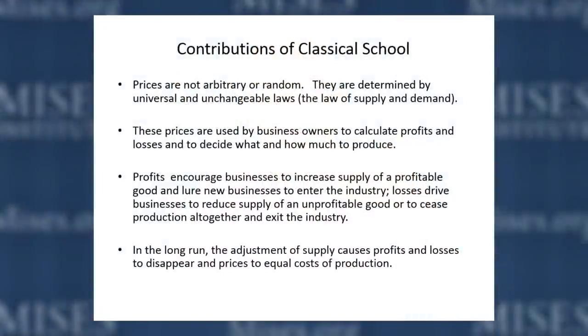Okay, unfortunately, the classical school believed that in the long run, all profits and losses would disappear and costs of production would be equal to prices. Now, that is true in the long run, but the long run is only imaginary, okay? It shows us the tendency of the economy. Unfortunately, this is where the classical school went wrong. They believed that the cost of production determined the prices, that in the long run, the amount of money that was spent on producing a good pulled the prices back to that level, okay? And that's completely fallacious. And Menger saw that and corrected it.